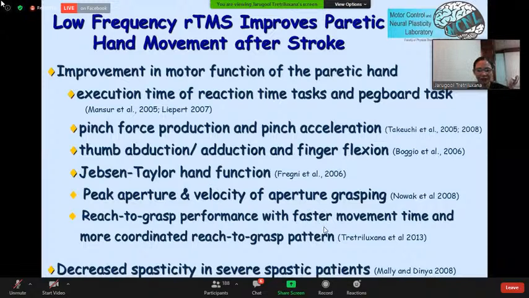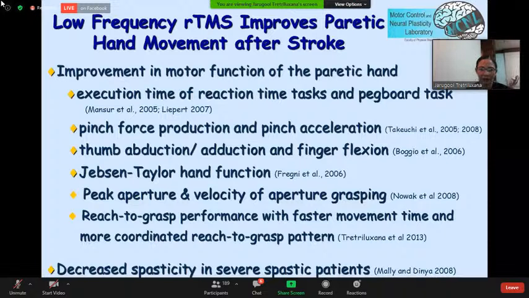And myself, for example, 10 years ago, showed that low frequency TMS putting on the good hemisphere could improve reaching and grasping action. Oh, this is good. But you know what happened? The effect that I told you only lasts about 1 hour. Okay, so TMS about 20 minutes on the good hemisphere can improve hand function, but it lasts for about 1 hour. Okay, so as a physical therapist, what can we do?